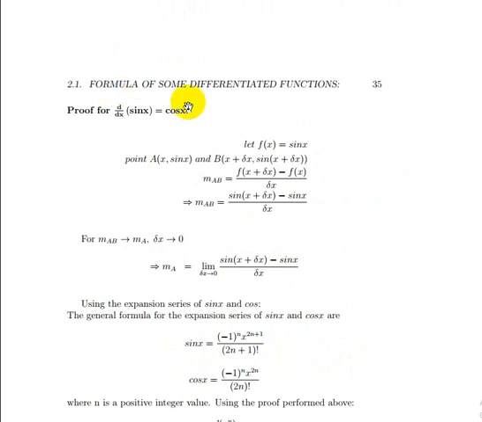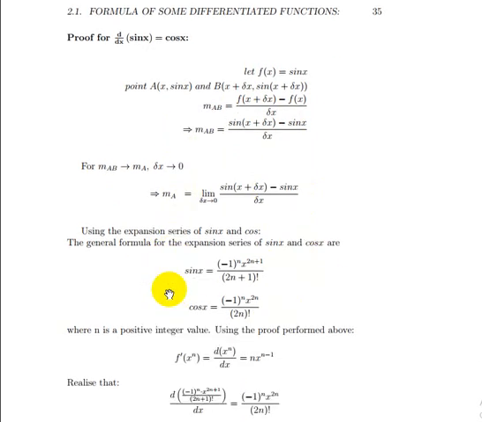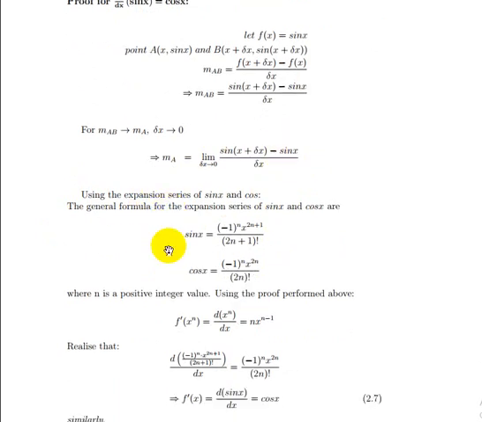Now the proof for the cos x. To prove the cos x, you use a similar method, and we are going to say the gradient is equal to sine of x plus delta x minus sine x all over delta x. Now, since you have this formula, I can use the expansion series of sine x and cos x in order to prove this.